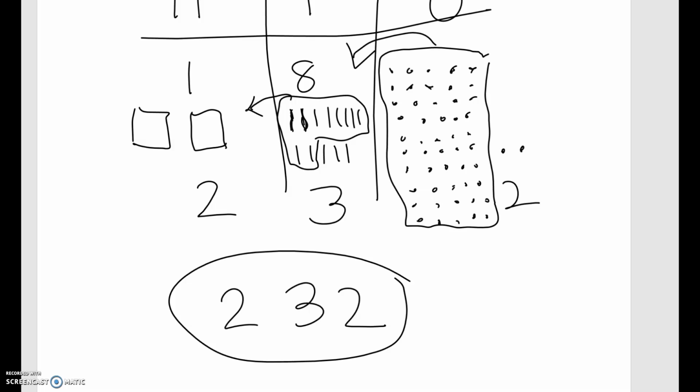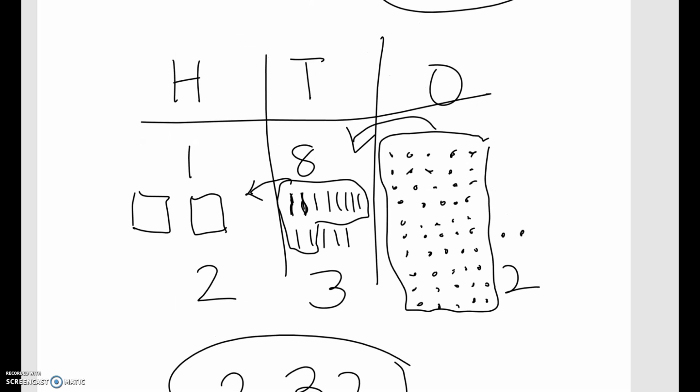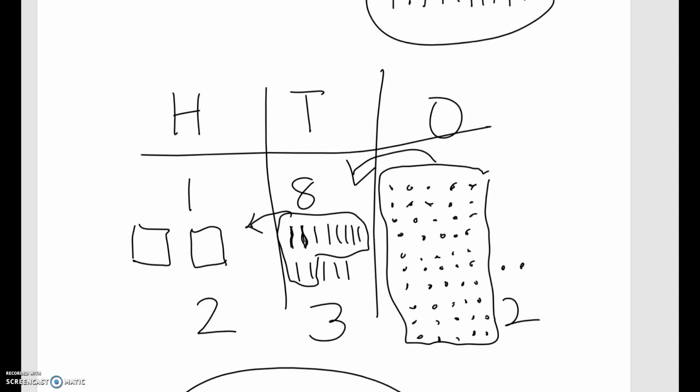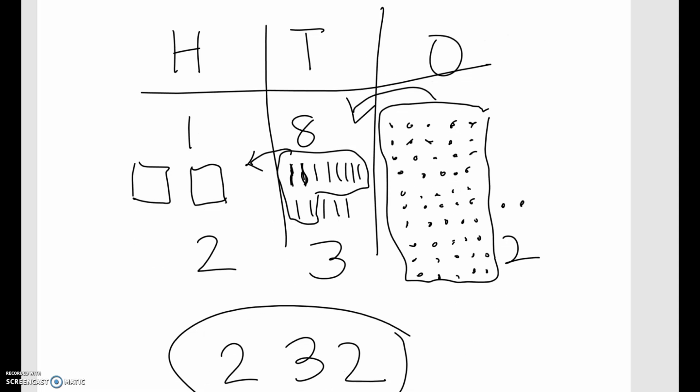This is called base 10 block exchange. When we are grouping the tens and moving them over, that's what's called exchange. We are exchanging 50 ones for the 5 longs that we put here. Then we are exchanging 1, 2, 3, 4, 5, 6, 7, 8, 9, 10 longs for 1 flat. We're moving it over to the hundreds place.